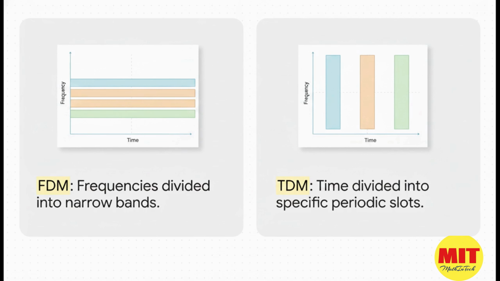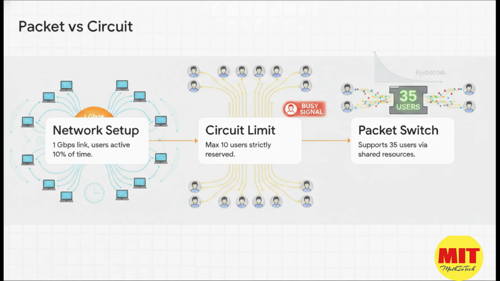Okay, let's dive into a classic math problem step by step to mathematically prove why the internet relies on packet switching instead of circuit switching. Imagine a network link with a 1 gigabit per second capacity. That's 1,000 megabits. Let's say each user needs 100 megabits per second when they are actively downloading. Now, if we use circuit switching, we strictly reserve that 100 megabits per user. 1,000 divided by 100 means we can support exactly 10 users. That's it. User number 11, they get a busy signal.